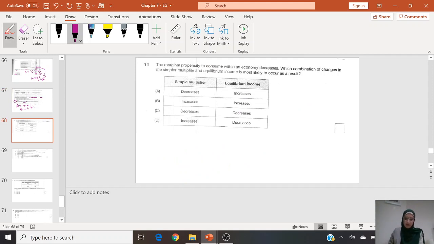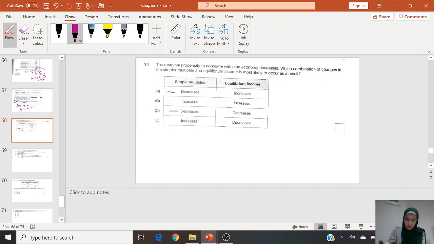Question number 11 says, the MPC within an economy decreases. So if an MPC decreases, we know that the multiplier should also decrease. MPS and multiplier go the opposite way, but the MPC and the multiplier go the same way. Which combination of changes in the simple multiplier and equilibrium income is most likely to occur? So if the MPC decreases, the simple multiplier should also decrease. So it's either A or C.